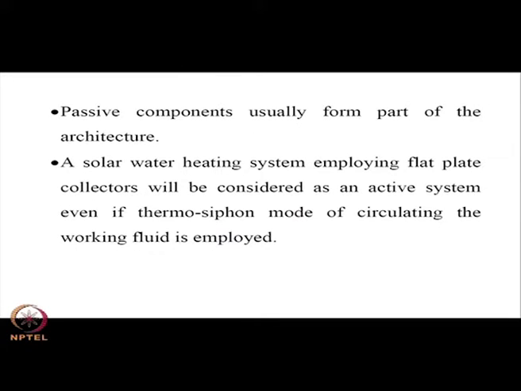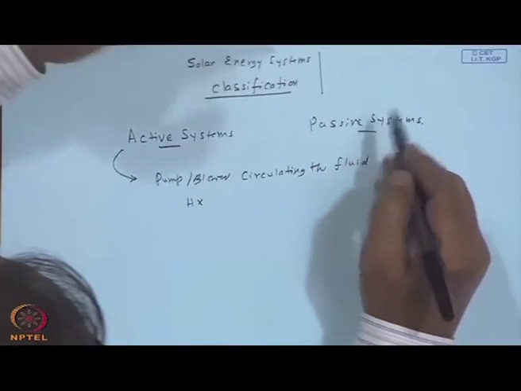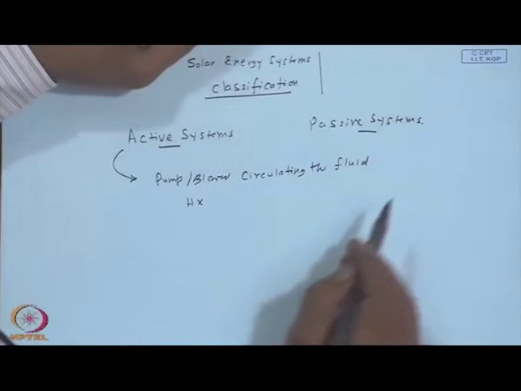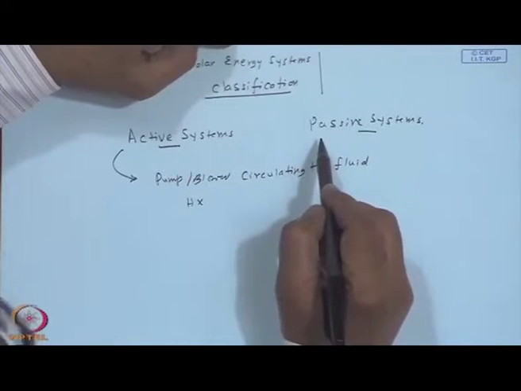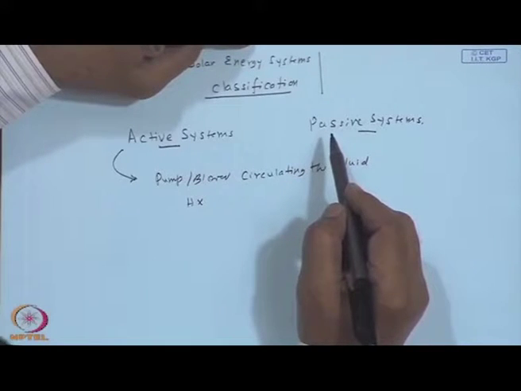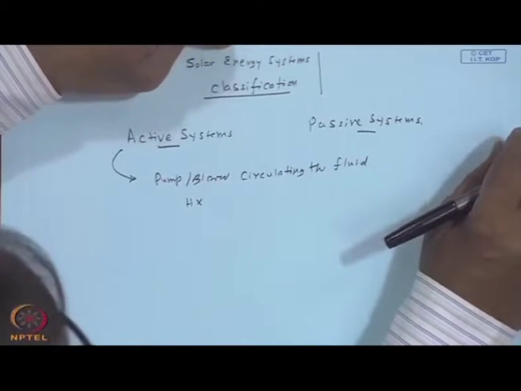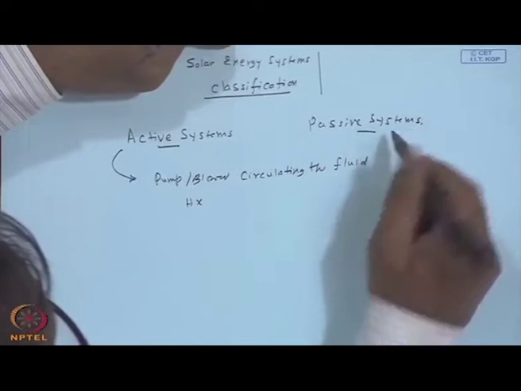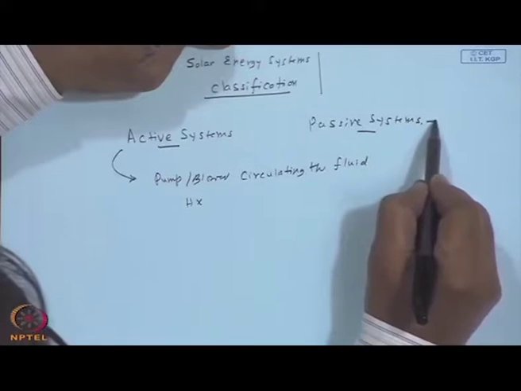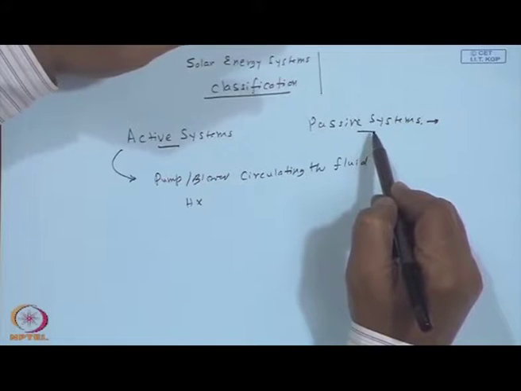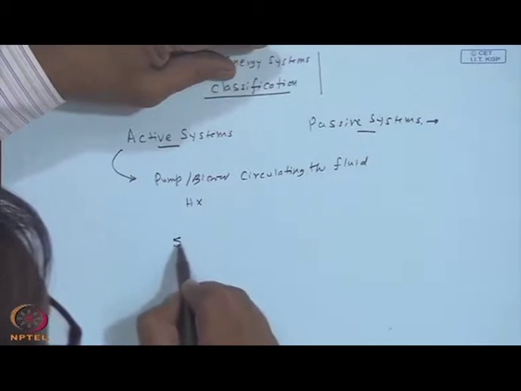Then another way people try to clarify, saying that a passive system is a part of the architecture. It may or may not be a part of the architecture, in the sense that in the building, if you house flat plate collectors along with the roof or along with the tilted roof and then circulate the water, still it will be considered as an active system, compared to whatever is independently installed over a rooftop or even on the ground floor. And you can also give a counter example for a passive system, which could be external to the body. For example, a solar cooker.